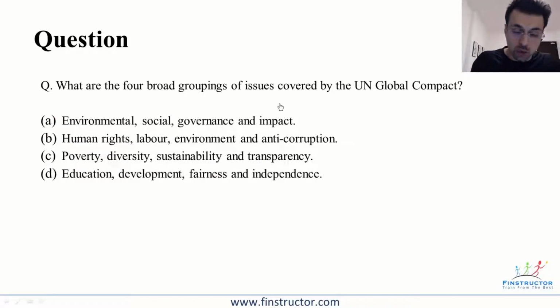What are the four broad groupings of issues covered by the UN Global Compact? So we studied this. Human rights, labor, environmental, and anti-corruption are the four groupings covered by the UN Global Compact.